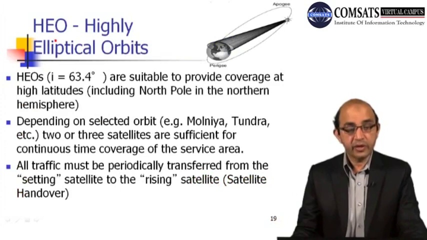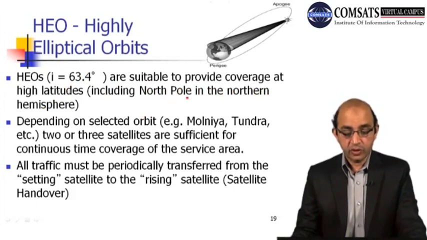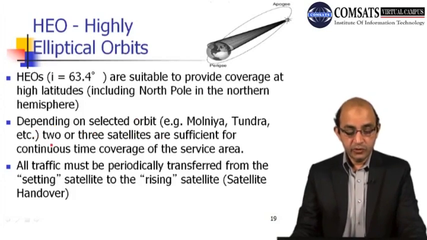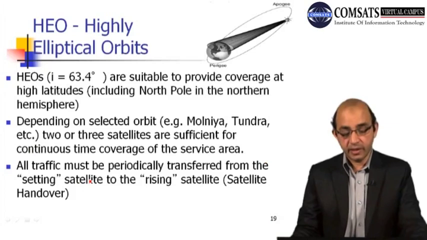So here we have HEO, highly elliptical orbit. You can see the HEO inclination i is equal to 63.4 degrees, and HEOs are suitable to provide coverage at high latitude, including the North Pole. Depending upon the selected orbit, 2 or 3 satellites are sufficient for continuous time coverage of the surface area. So we need 2 or 3 satellites if we are targeting a certain coverage area.